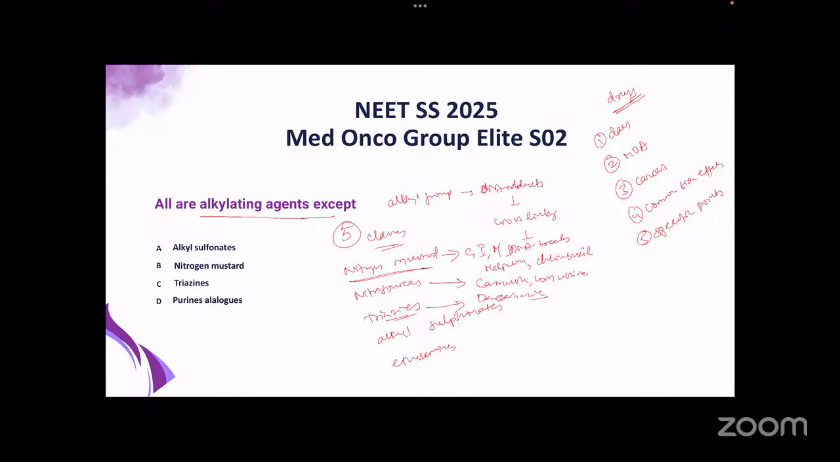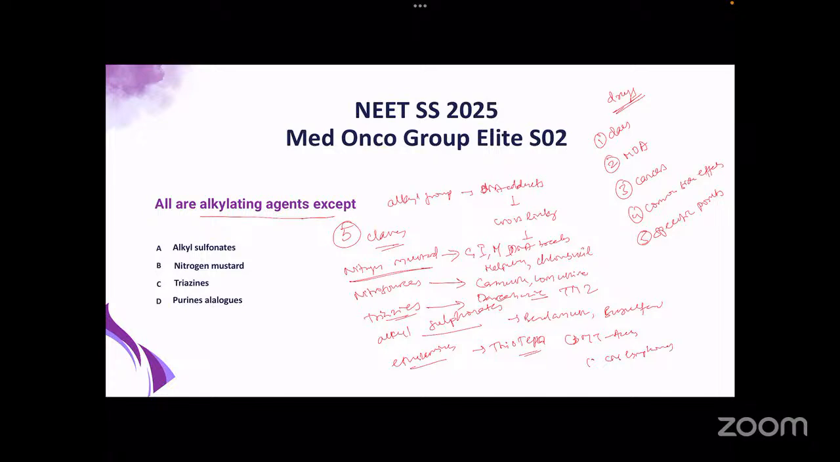Triazines: dacarbazine and temozolomide. And alkyl sulfonates. Alkyl sulfonates are bendamustine and busulfan. And ethylamines, so ethylamines, the one thing you need to remember is thiotepa. Thiotepa is used in autologous bone marrow transplant, right? Usually used for primary CNS lymphoma.